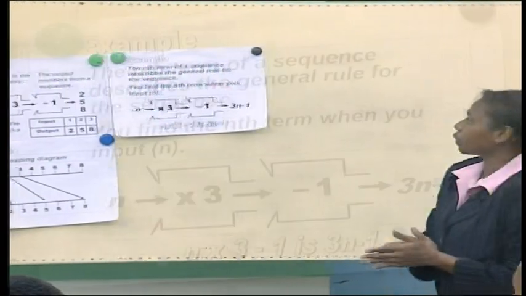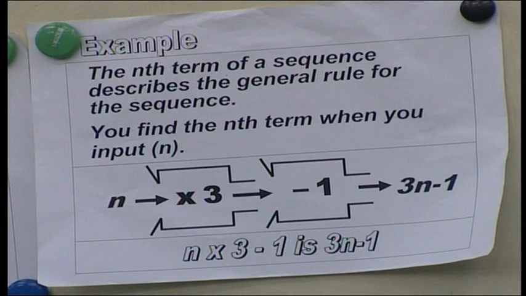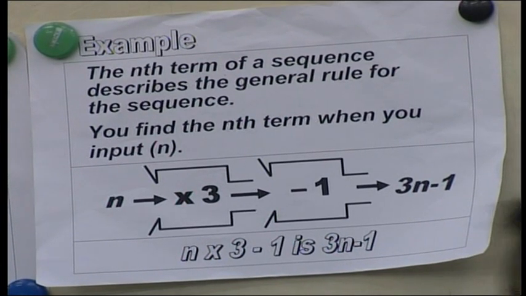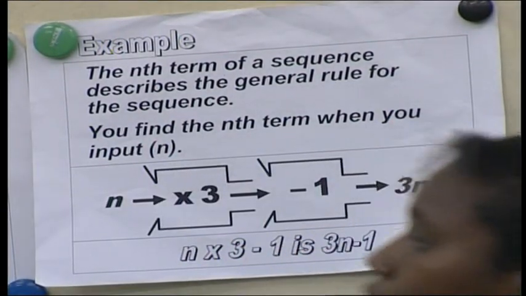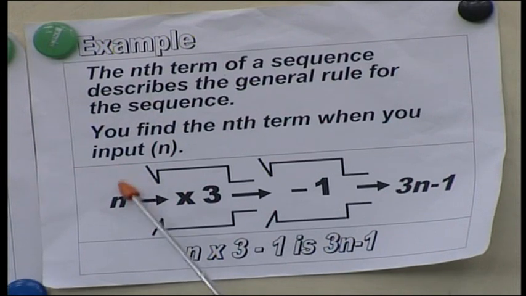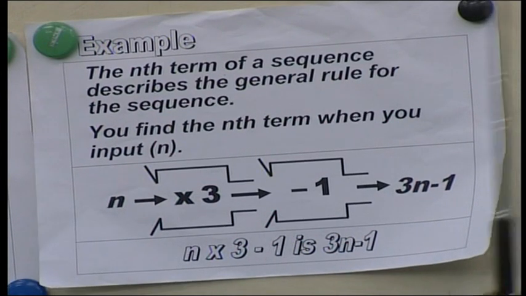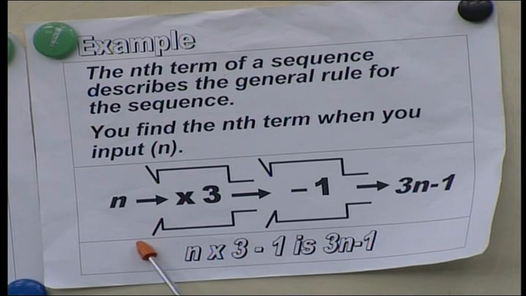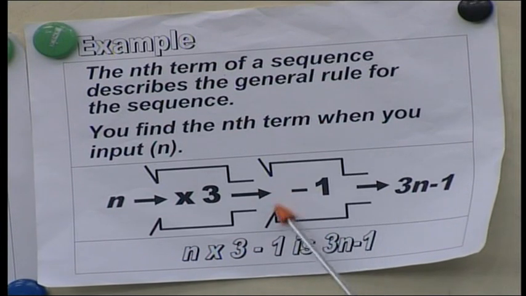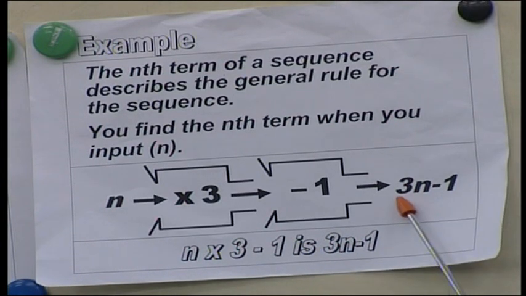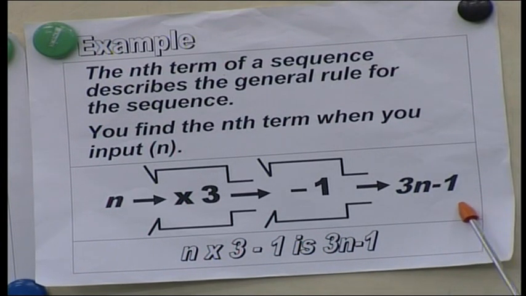Okay, the nth term of a sequence describes the general rule for the sequence. You find the nth term when you input n. Okay, looking up at this example, how you can use it as an equation. Imagine that you don't have any numbers here, 1, 2, 3. Let's have it as letter n. The inputs are the terms, and it can come in as nth term. Times 3, arrow to the next function machine, which is minus 1. Your output should be 3n minus 1.